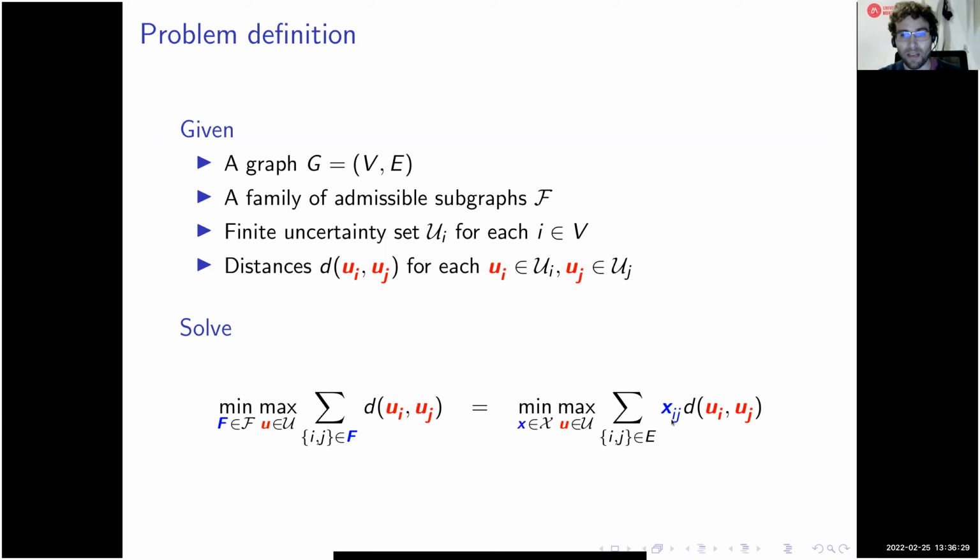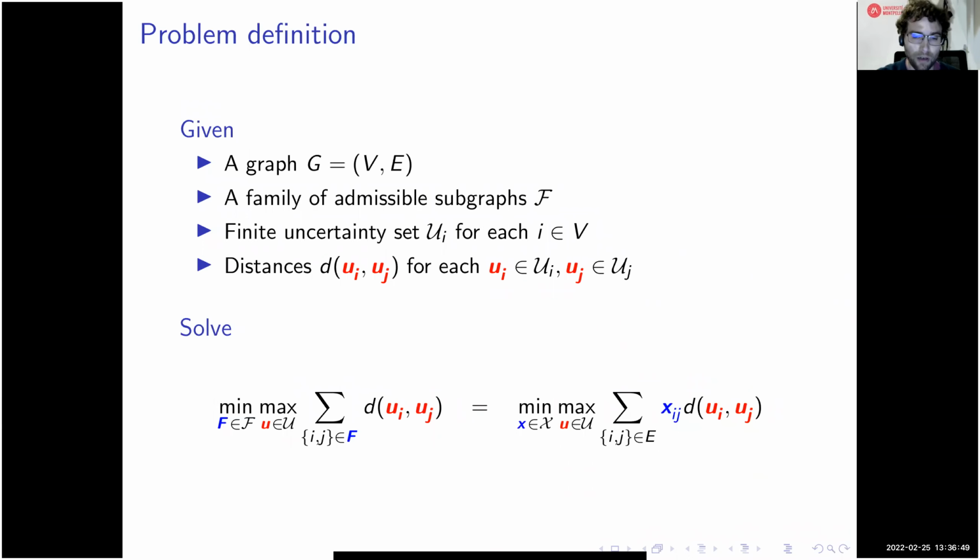So in that case, we would have variable X that tells us which edge actually belongs to the set F. Okay, so you have, of course, x_ij equal to 1 if ij belongs to F. So it's really two ways of looking at the same problem. Okay, so that's the type of problem we will be discussing over the next 20 minutes.